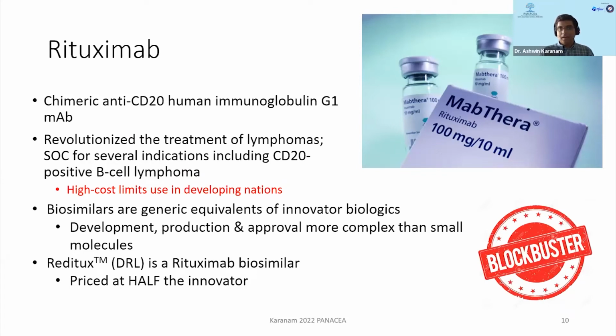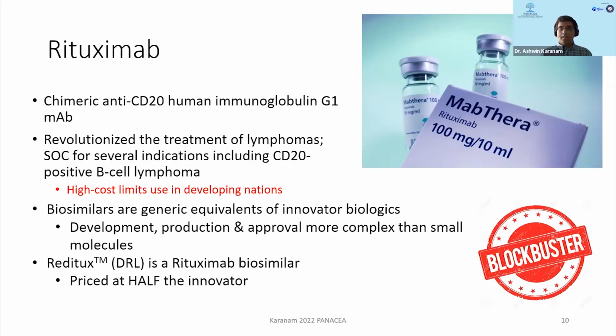So Rituximab, some might be familiar with it. For folks who are not, it's a chimeric anti-CD20 monoclonal antibody. And it has revolutionized the treatment of lymphomas. It's the standard of care for several indications, both oncology and non-oncology, actually. Non-oncology, it's used in lupus and in rheumatoid arthritis and several other autoimmune conditions. But the problem is its high cost limits its use in developing nations.